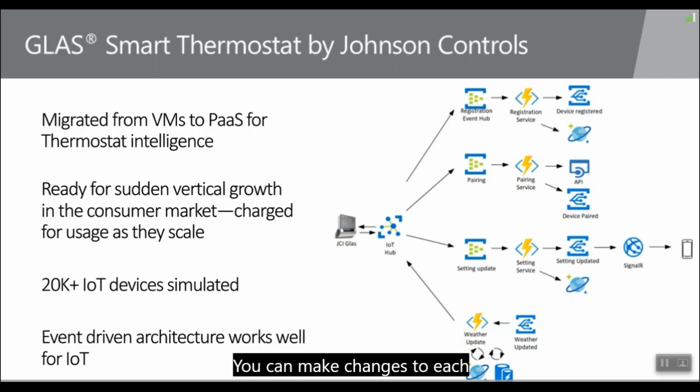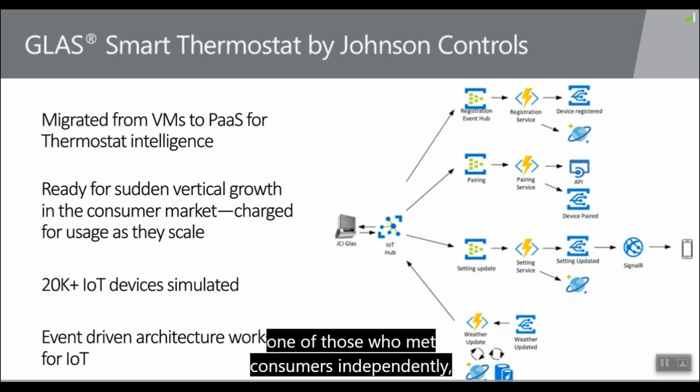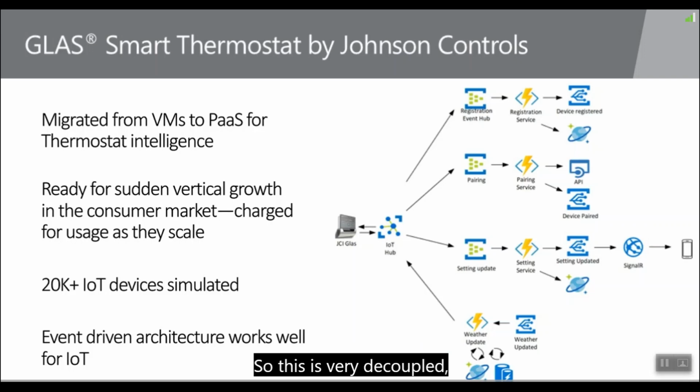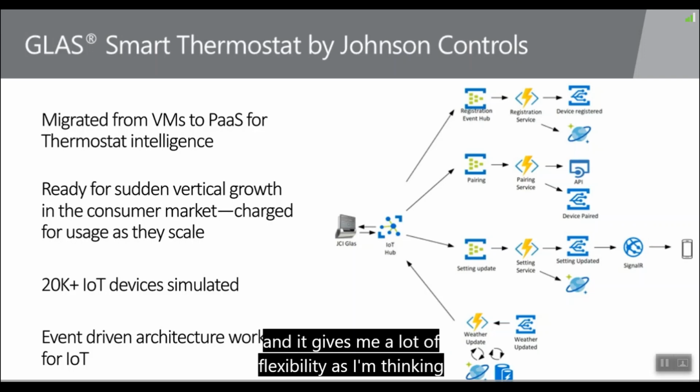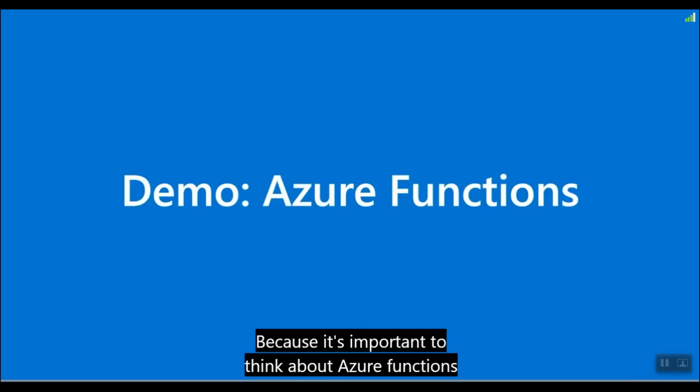You can make changes to each one of those event consumers independently. You can start to add new event consumers flexibly as well. So this is very decoupled. It scales extremely well, and it gives me a lot of flexibility as I'm thinking about solving some cloud-native applications. So let's go ahead now and take a look at Azure Functions, because it's important to think about Azure Functions before we move into things like containers and Kubernetes.